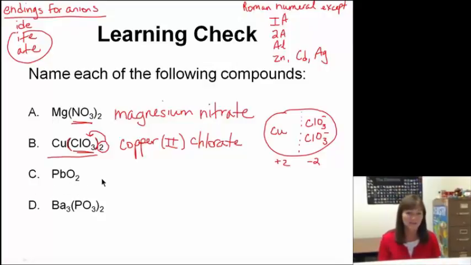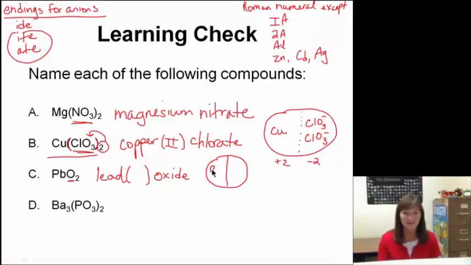Moving on to part C, Pb stands for lead. And lead is not in the 1A, 2A, or these four, so it does need parentheses. I'm now going to name my anion, and when I look over here, I just have oxygen. It's not a polyatomic, so how's it going to end? The oxygen is going to change to oxide. Okay, but I do need to do a circle because lead has a variable charge.